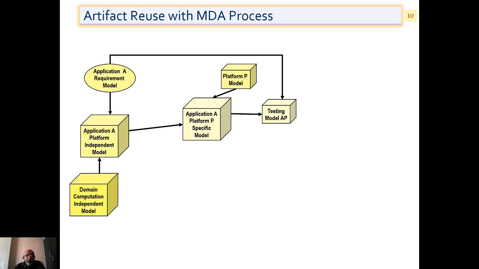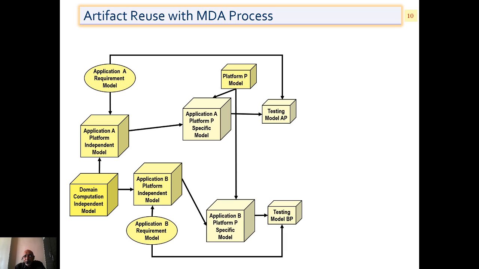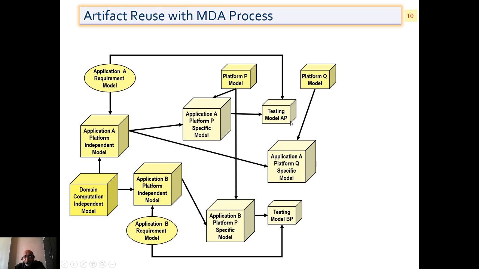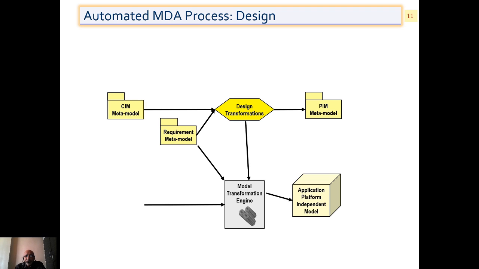So the artifact we use: application A with the PIM with the CIM support, migrate it to the PSM model, take application B, test application program with platform P, that is testing model AP, where A stands for application, P stands for platform, and then platform Q model for A. This is talking about testing AQ, multiple combination kind of models, and then mapping up with application B and testing BQ. The next thing is automated design process.